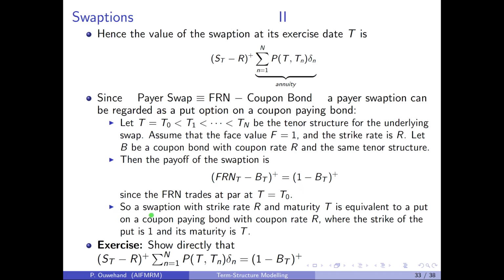And thus a swaption with strike rate R and maturity capital T is equivalent to a put on a coupon paying bond with a coupon rate R, where the strike of the put is equal to 1 and the maturity is capital T. By manipulating this expression over here, you can also show directly that it is equal to this. This is left as an exercise.